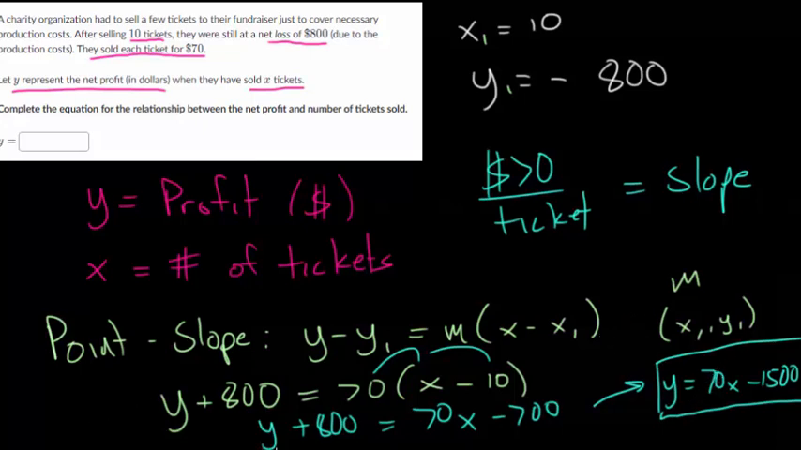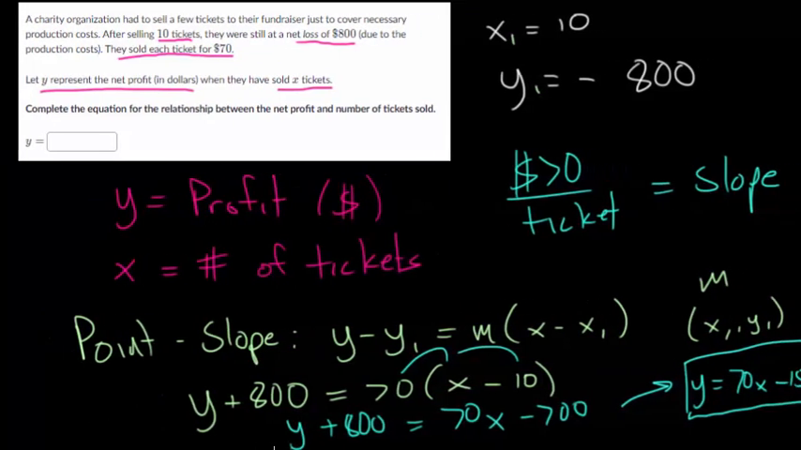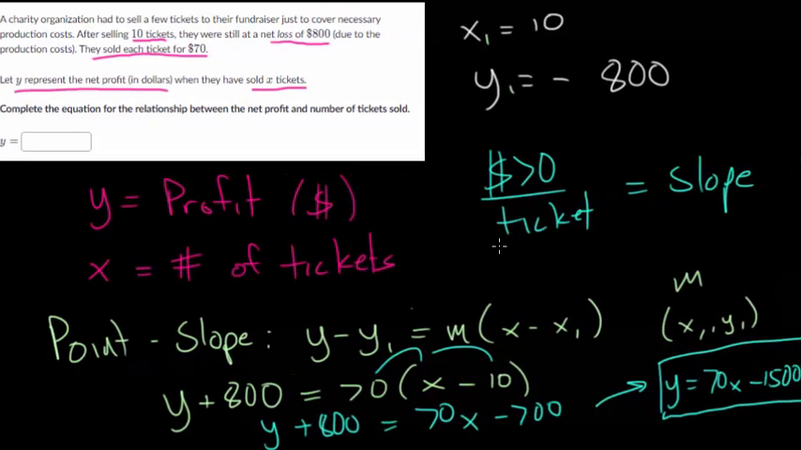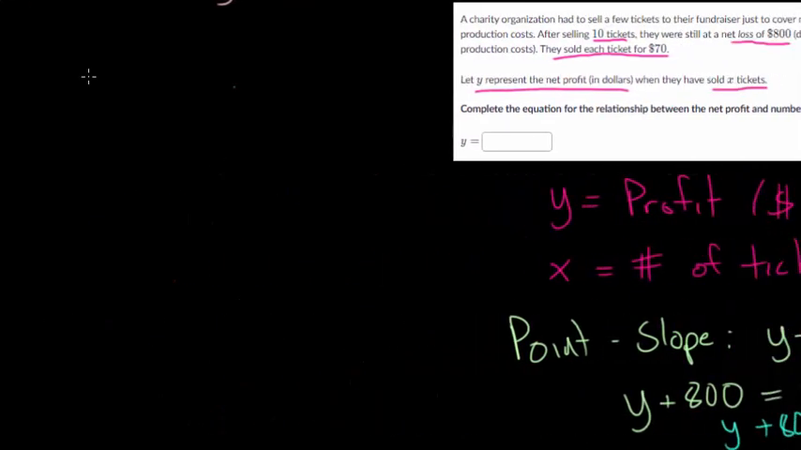But as I said, let me show you the other method so that you have two different options. And really, you can do it however you want. So the other method, we're still going to use this information. Let me just write down that info. So we know m is 70. And we know it goes through the point 10 comma minus 800. So we need to find the y-intercept.